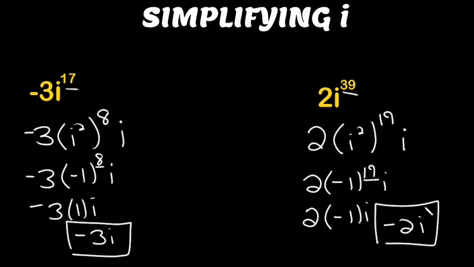Okay, so that's how you can simplify expressions involving i to a power. It's pretty straightforward. Again, there is a pattern you can memorize. A lot of students like to do that as well. But honestly, this is the way I teach it because there's no memorization needed, and all you really have to remember is that i squared is equal to -1. If you can remember that, you're good.